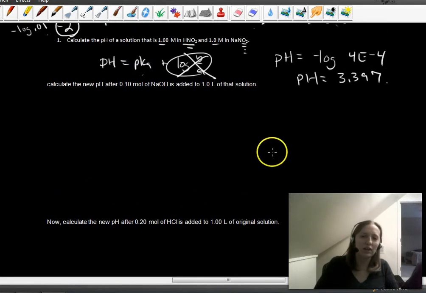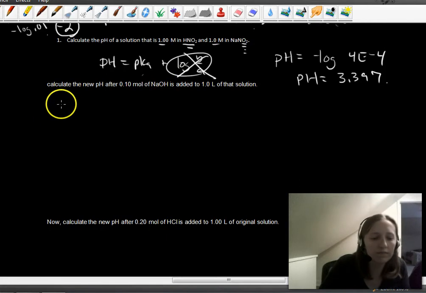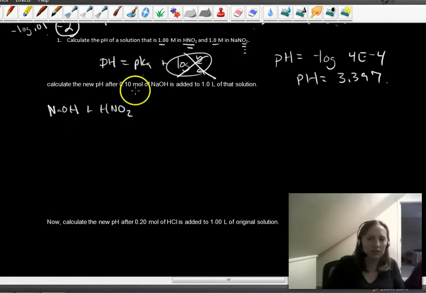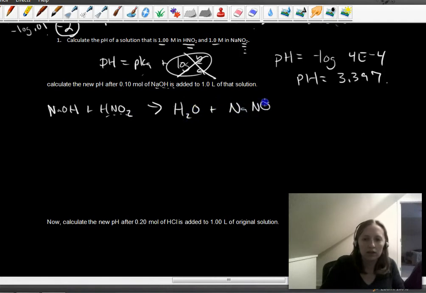Calculate the new pH after 0.10 moles of sodium hydroxide has been added. Okay, well, now we get to do a stoichiometry calculation because we are doing a neutralization reaction. Not equilibrium. And sodium hydroxide is going to react with the acid part, right? Right. And make some water and sodium nitrite.